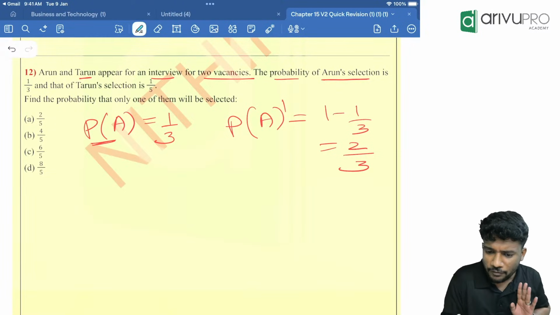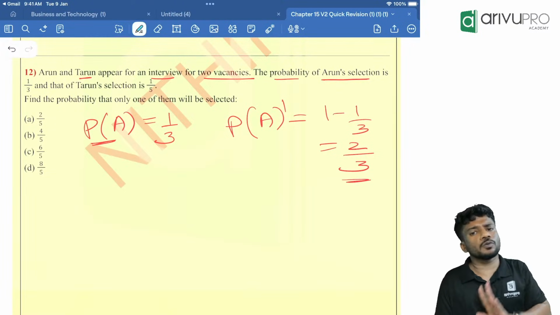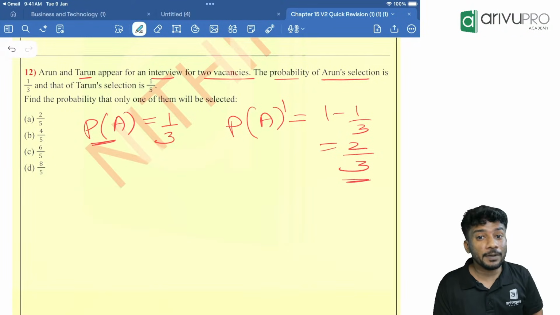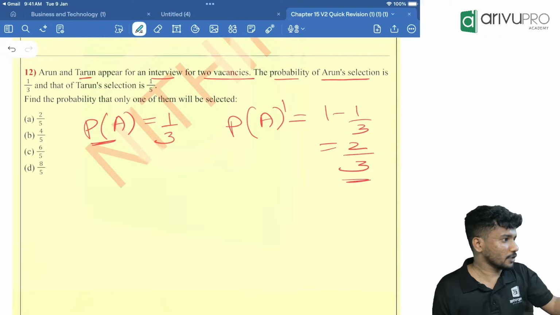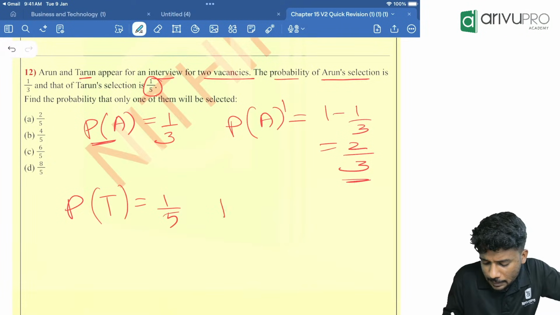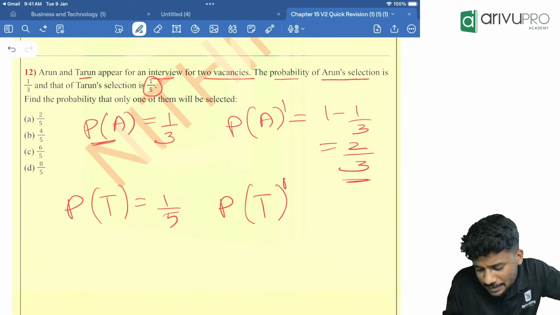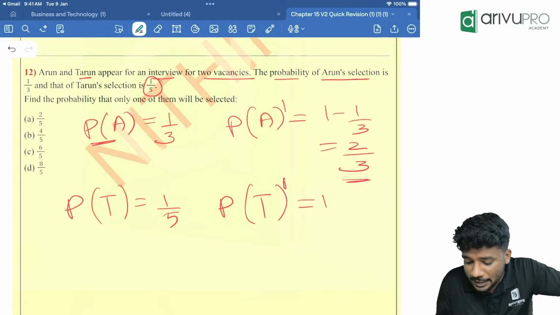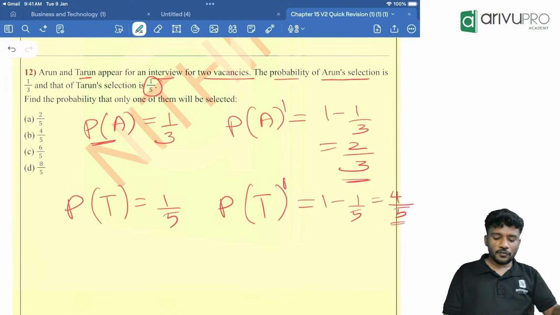So that is P of A, and this is 2 by 3, P of A complement. A complement means not A. Now, probability of Tarun selection is 1 by 5. Then Tarun not getting selected, that means Tarun complement, is 1 minus 1 by 5, which is 4 by 5. So we have two values.